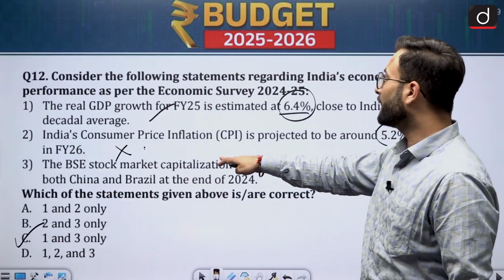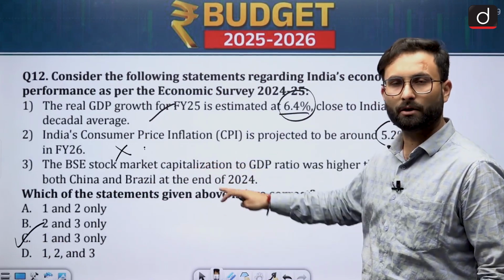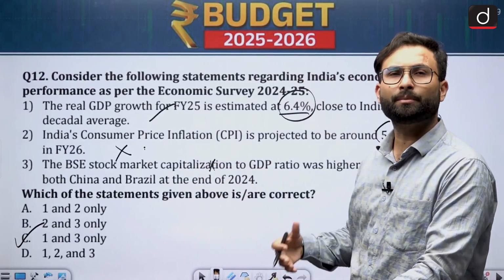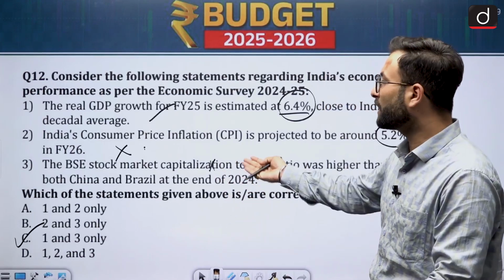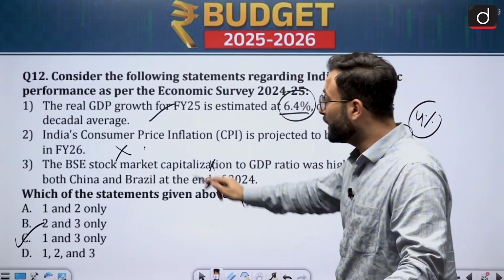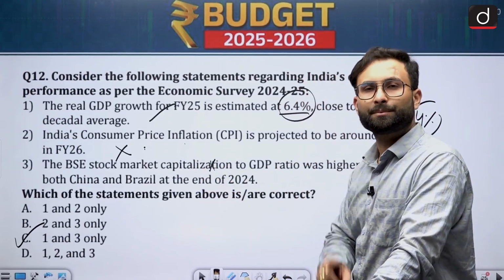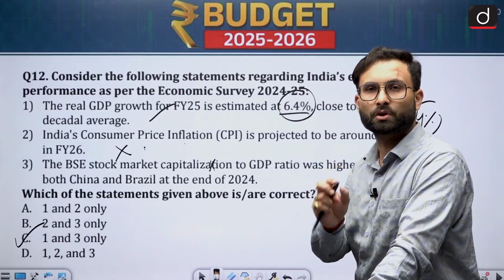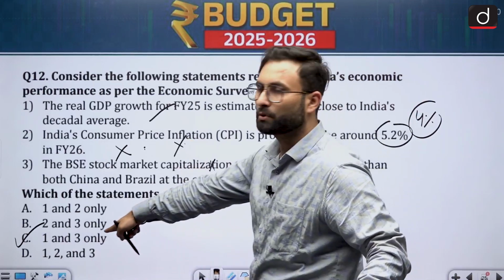Now BSE stock market capitalization to GDP was higher than both China and Brazil at the year end of 2024. Now the problem is, if you don't know this, that is something which you might not actually keep track of, because this is talking about stock market capitalization. So you might not remember this, but if you eliminate the second statement, because inflation, GDP, employment, unemployment, poverty are factual data which you should remember, you will come to the answer, that is 1 and 3.